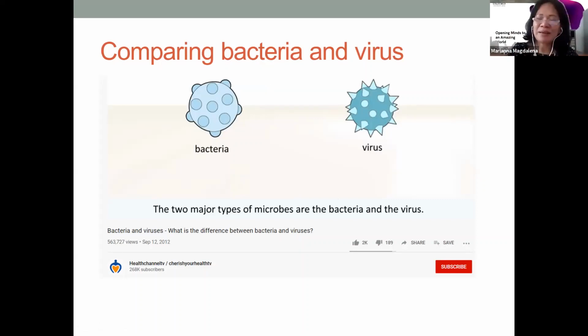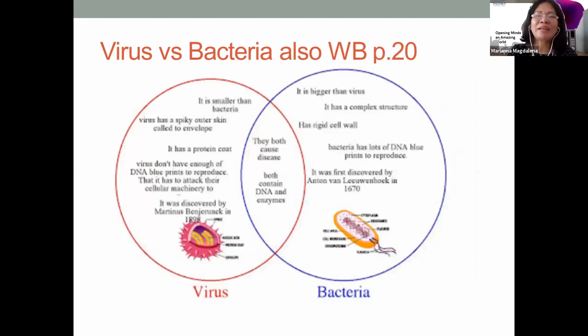Okay, then you ask them to compare bacteria and virus. Then they can look at their workbook, page 20, virus versus bacteria. They can look at their workbook, page 20. This is a Venn diagram of virus versus bacteria.